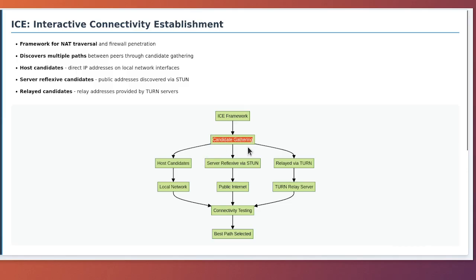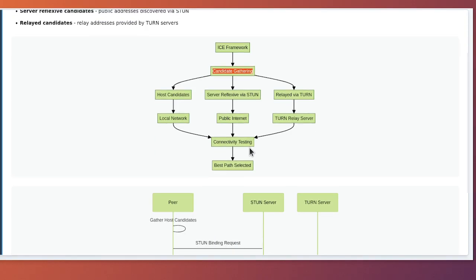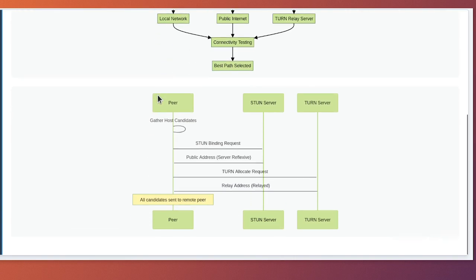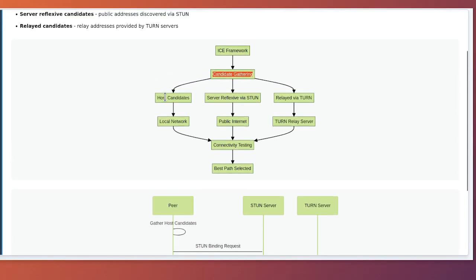The ICE process begins with candidate gathering. Each peer examines its network interfaces and generates a list of candidates, which are potential addresses where it might be reachable. The first type is host candidates, which are the actual IP addresses of the device's network interfaces. If you have Wi-Fi and Ethernet connected, you might have multiple host candidates. These work great when both peers are on the same local network, allowing direct peer-to-peer communication without any external help.